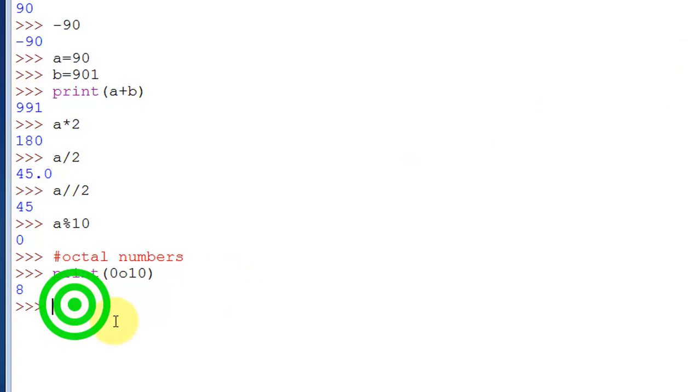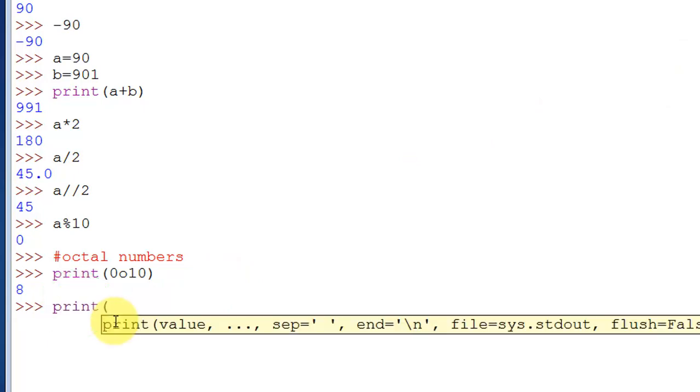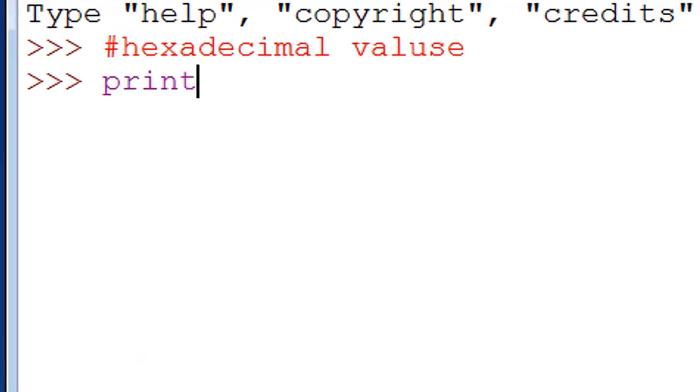Now let us see how to write a hexadecimal value. To write hexadecimal values, we have to start with 0 and then specify capital X, then specify the hexadecimal value, that is FF. It will be 255 because the base of this hexadecimal value is 16. Remember HTML color codes, this is according to your HTML color code.